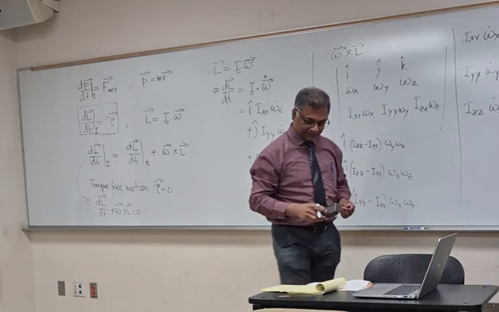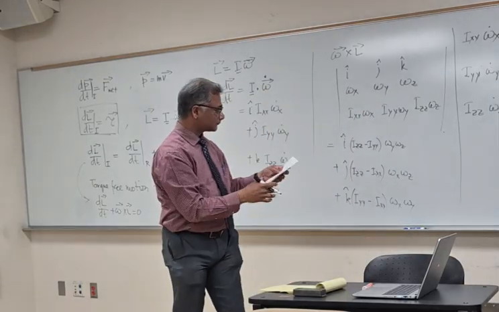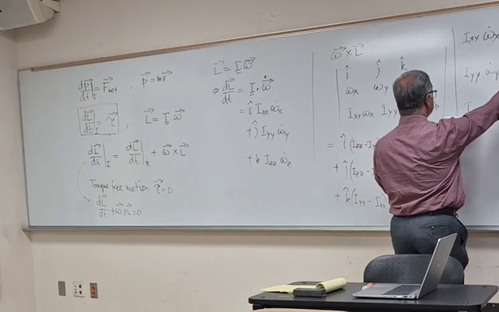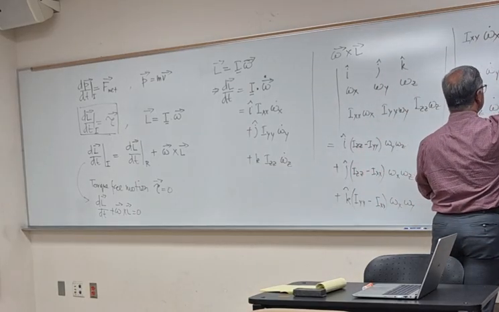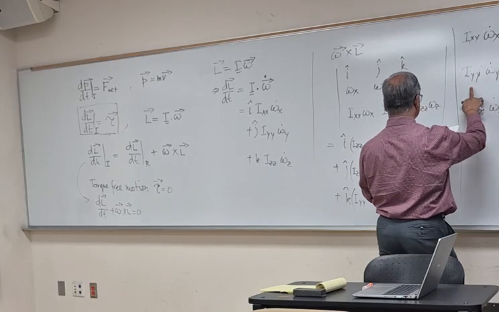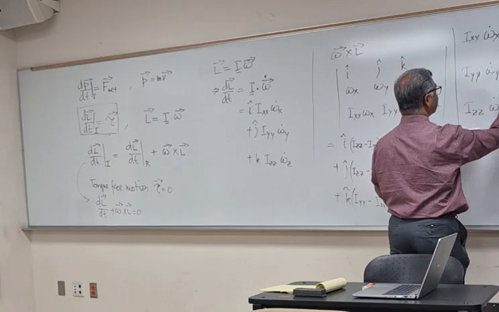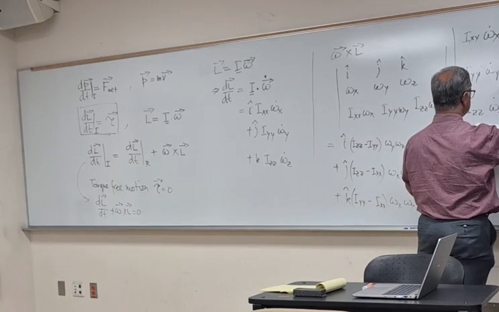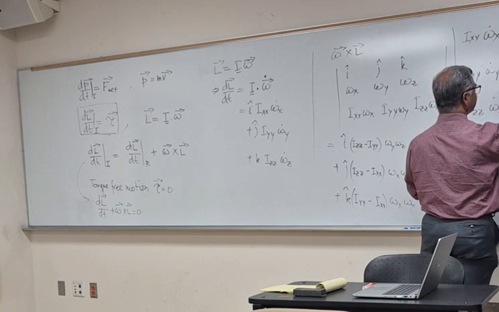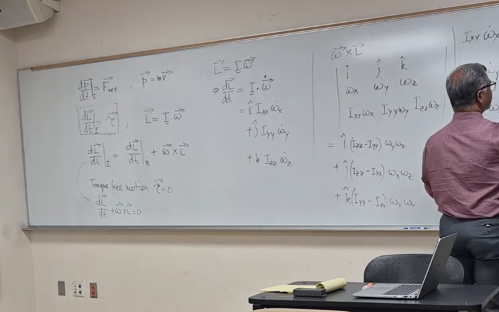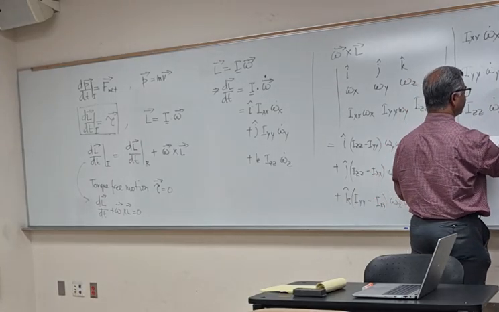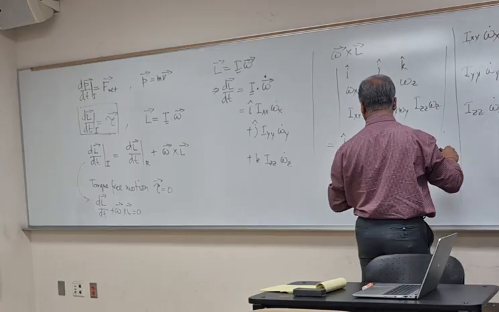Can you check if the equations are correct? Let us see. I_xx omega_x dot plus (I_zz minus I_yy) omega_y omega_z equal to 0. I_yy omega_y dot, here there is a negative sign there. It should be this minus this, omega_x omega_z, plus I_zz omega_z dot plus I_yy dot minus I. So here I have.